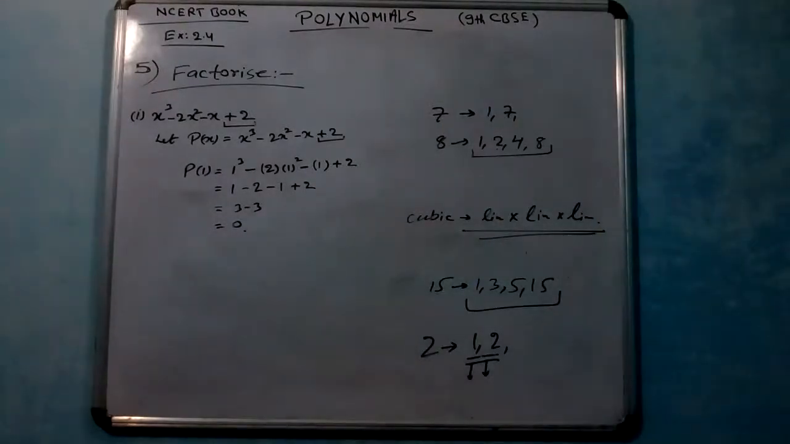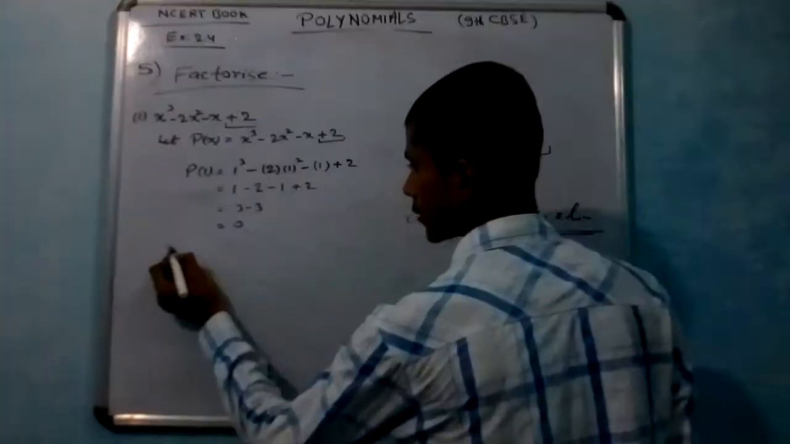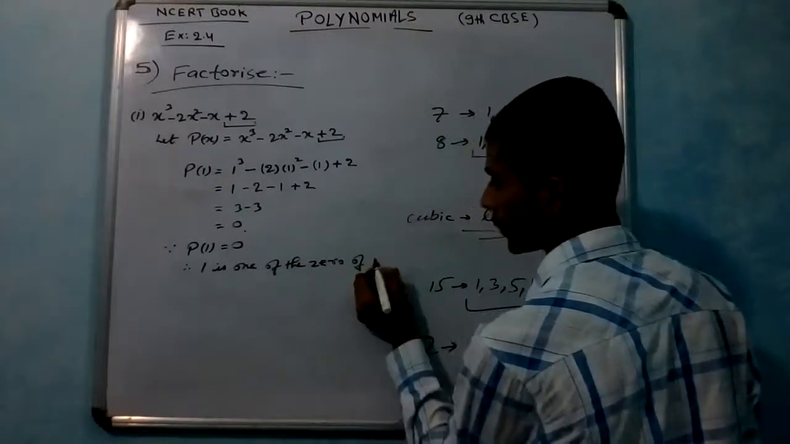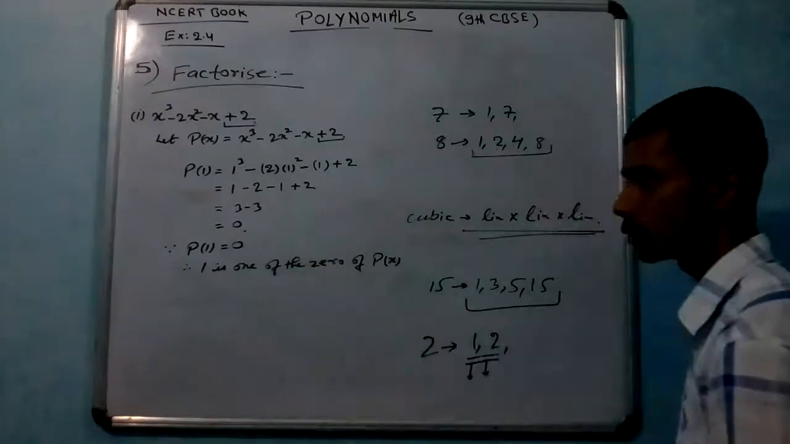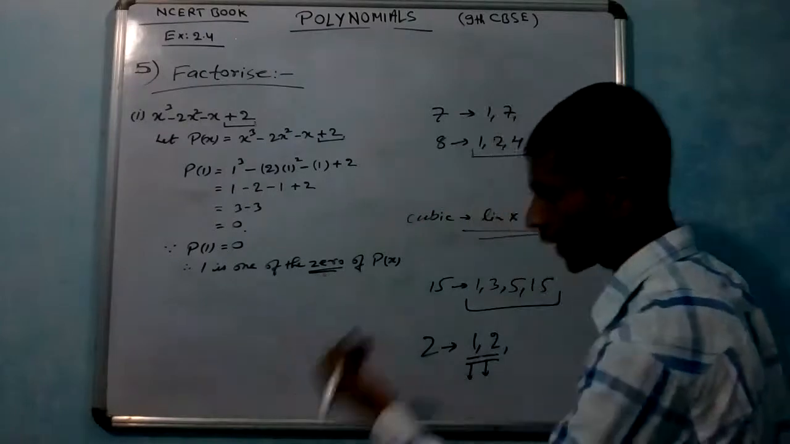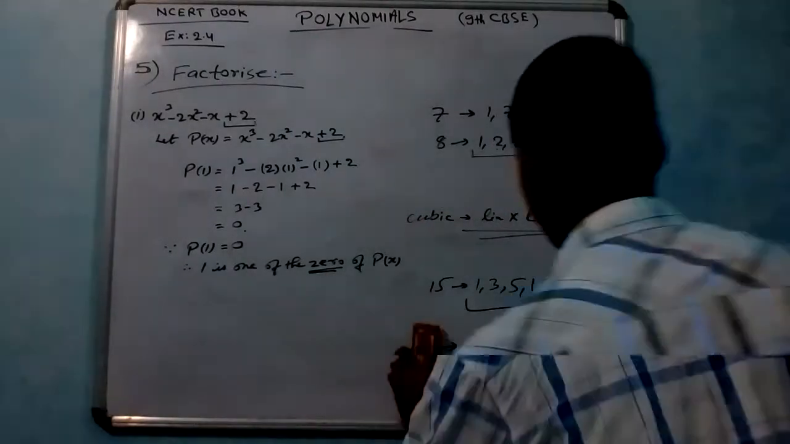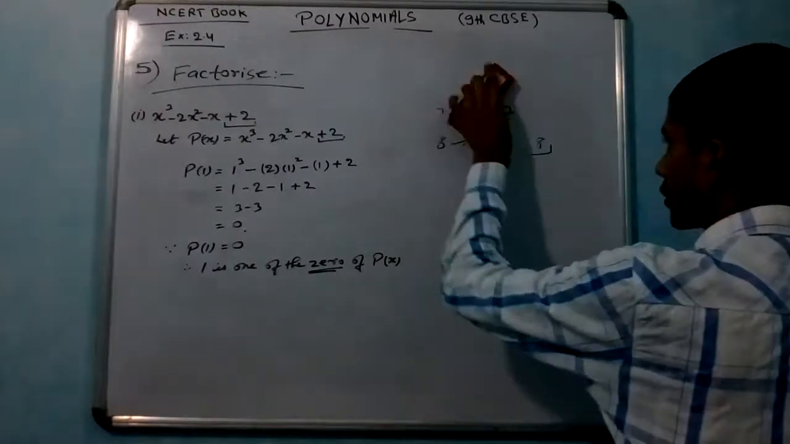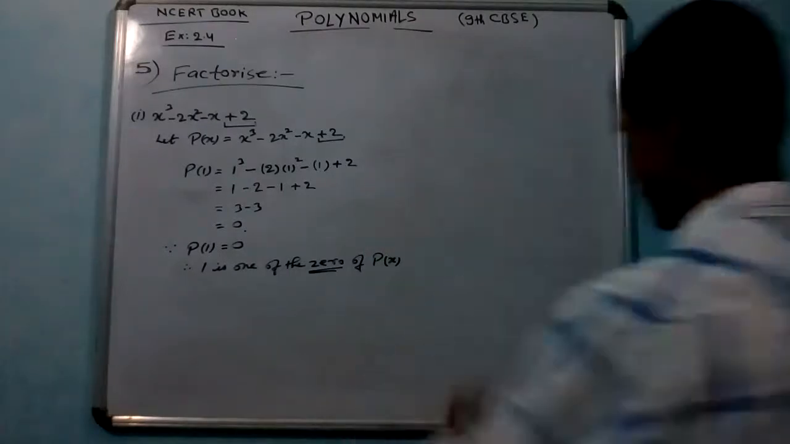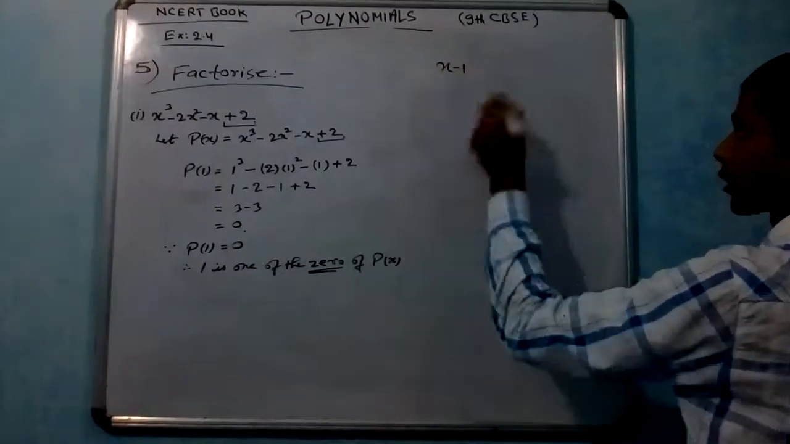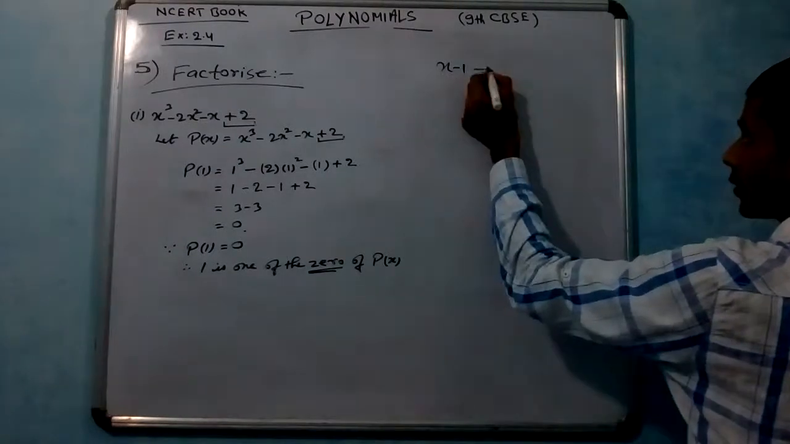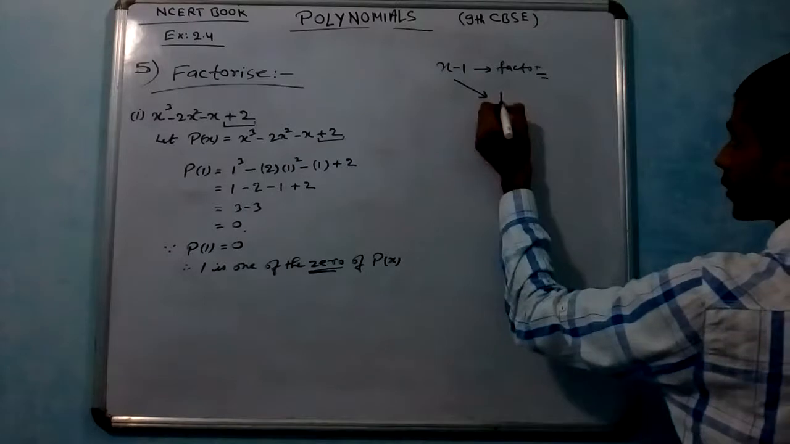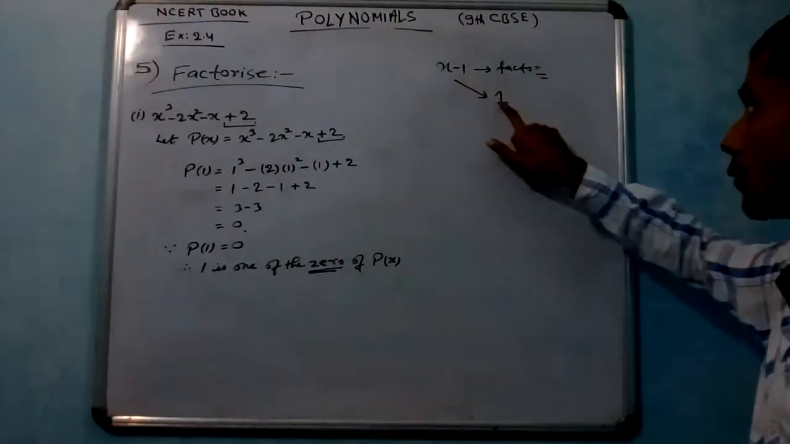Since P of 1 is equal to 0, therefore 1 is one of the zeros of P(x). So from zero, how can we move to factor? You remember something we had discussed, from zero to factor and factor to zero? In the third question of this exercise we solved that if x minus 1 is a factor of some polynomial, then what is the zero? Equate it to 0 and solve it, it will come 1. So just like that, if 1 is the zero, what will be the factor?